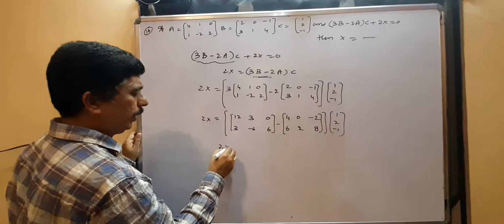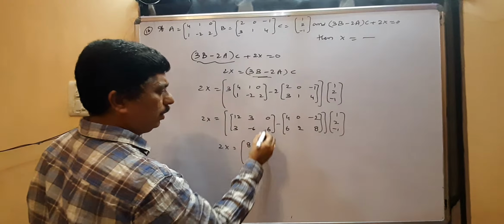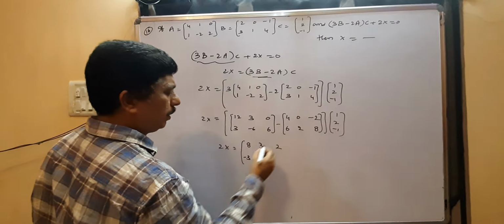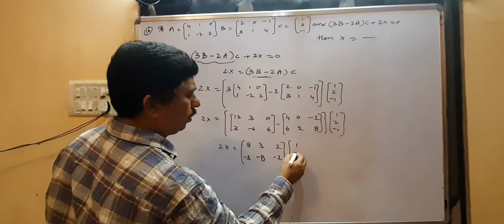Subtract both matrices. 2X equals 12 minus 4 is 8, 3 minus 0 is 3, 0 minus 1... minus 2 plus 2, 3 minus 6 is minus 3, minus 6 minus 2 is minus 8, 6 minus 8 is minus 2, into 1 2 minus 1.